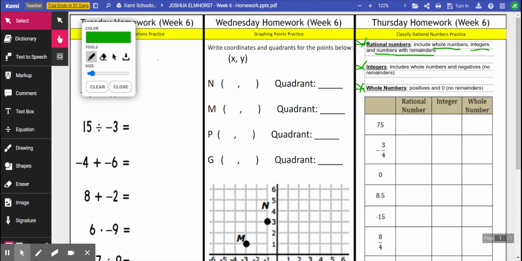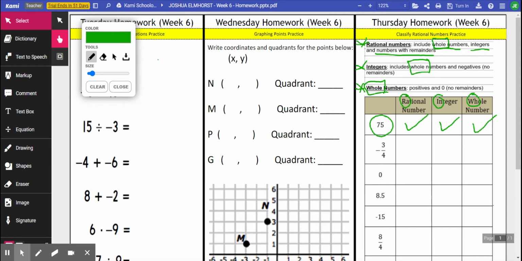So if we take a look at +75, that is a whole number. But whole numbers are also part of our integers group, and it is also part of our rational numbers group. So the number 75 is categorized as rational, integer, and a whole number.